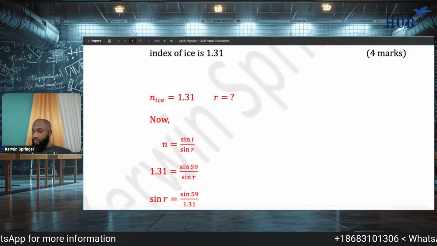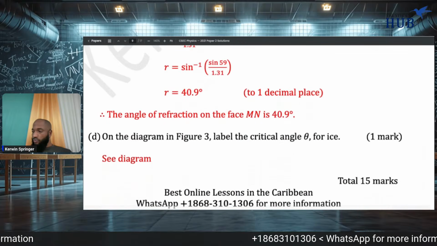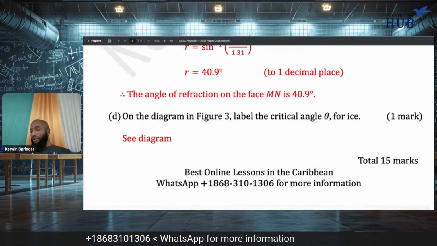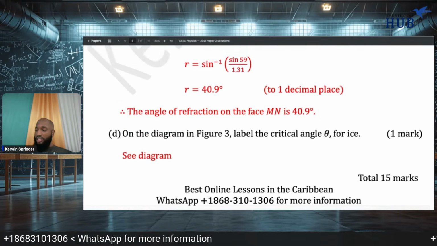Cooking. Oh, that was it? They didn't even ask you to work it out. They probably ran out of marks. You know, TikTok always shelling out the marks.